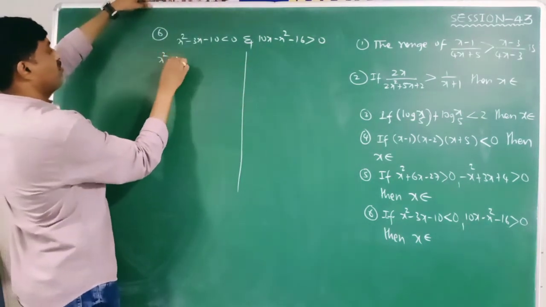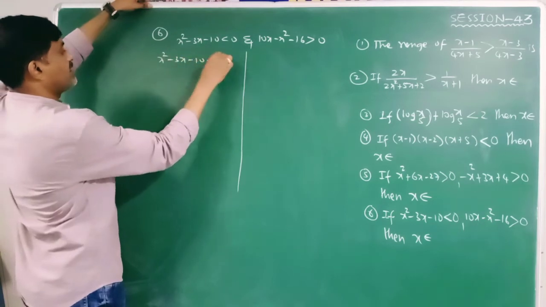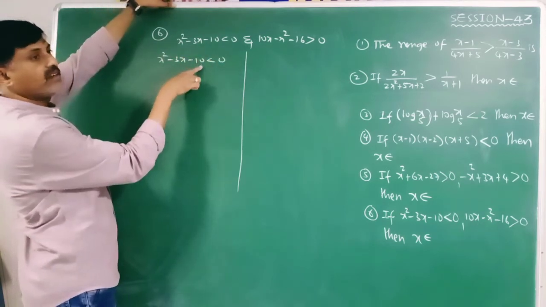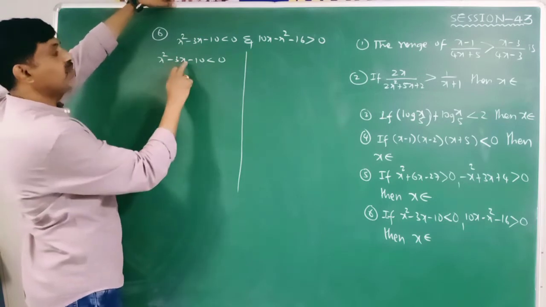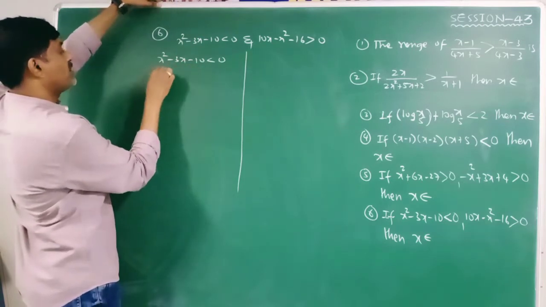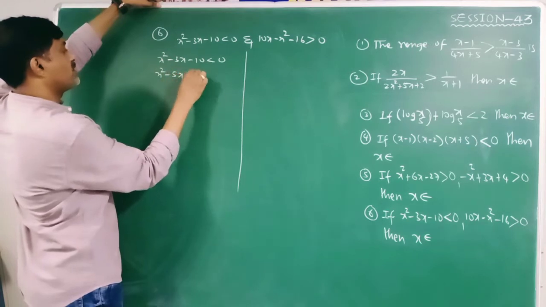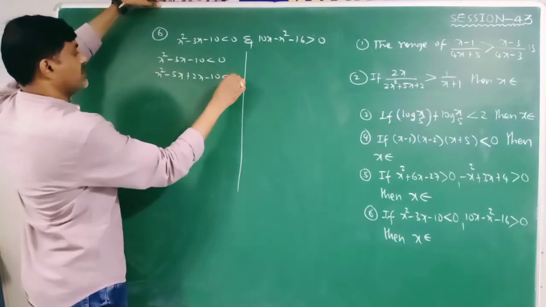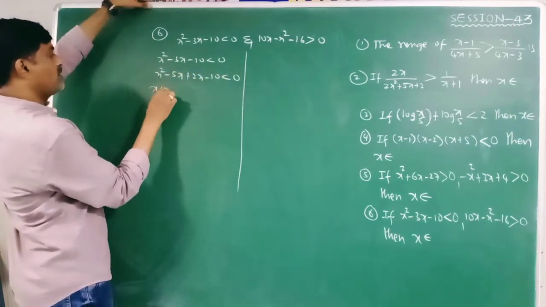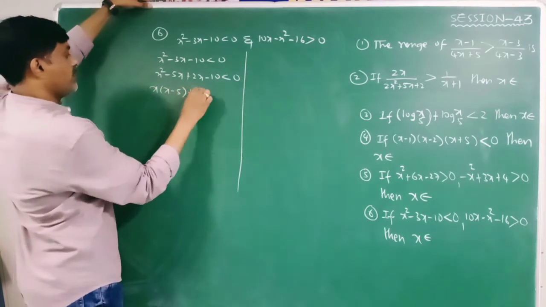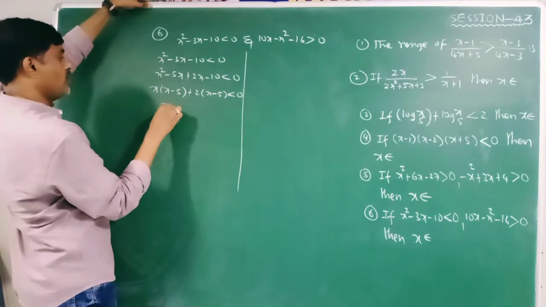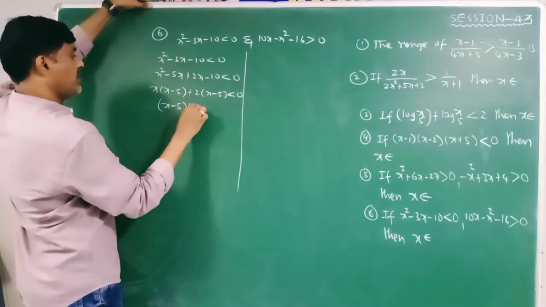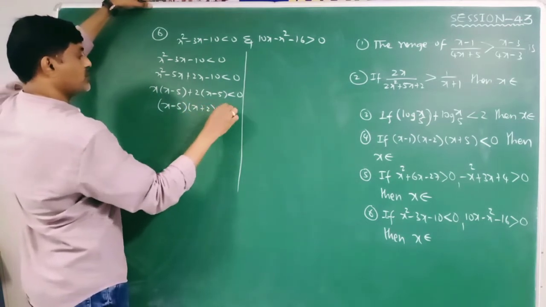Here x square minus 3x minus 10 less than 0, with factors of minus 10. 5 twos are 10, minus 5 plus 2. Therefore x square minus 5x plus 2x minus 10 is less than 0. You take x common: x minus 5 plus 2, take out common, this is also x minus 5 less than 0. Now x minus 5 is common, of x plus 2 is less than 0.